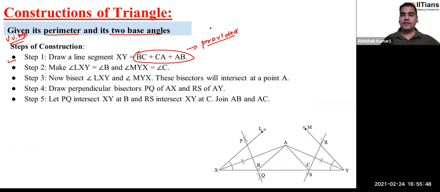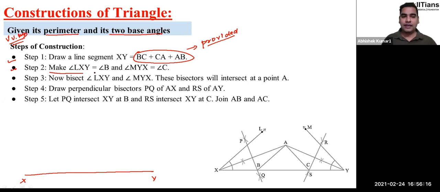Clear? So in the very first step, you have to draw a line segment whose length must be equal to the perimeter of the triangle which is provided to you. Okay, so let's say this is the length you have, XY. Clear? So after doing this, because you are provided two base angles as well, you have to make both the angles at the ends of this line segment.